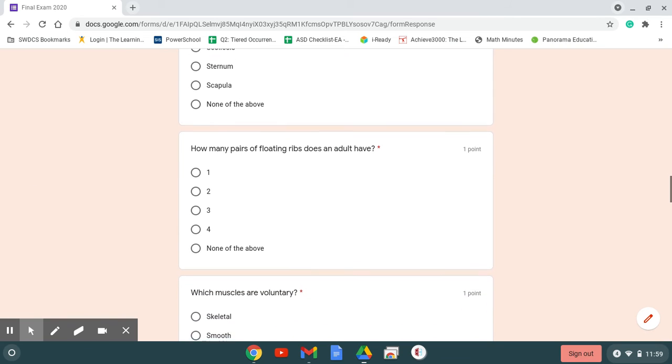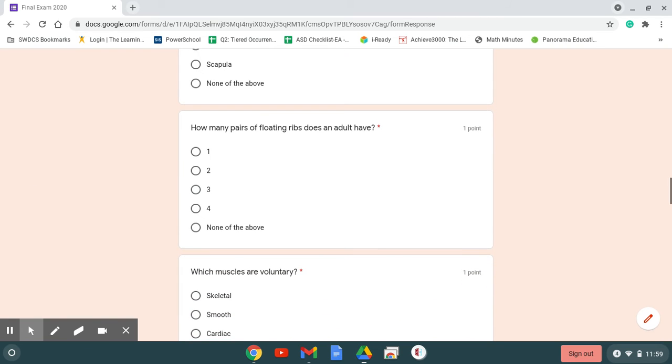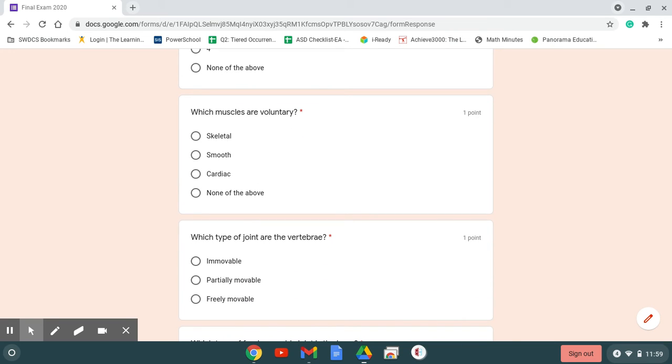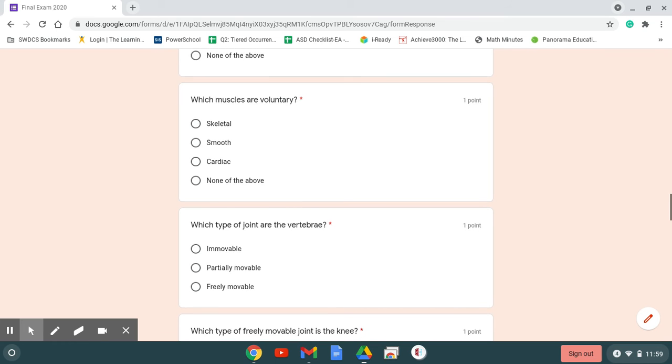How many pairs of floating ribs does an adult have? 1, 2, 3, 4, none of the above. Which muscles are voluntary? Skeletal, smooth, cardiac, none of the above.